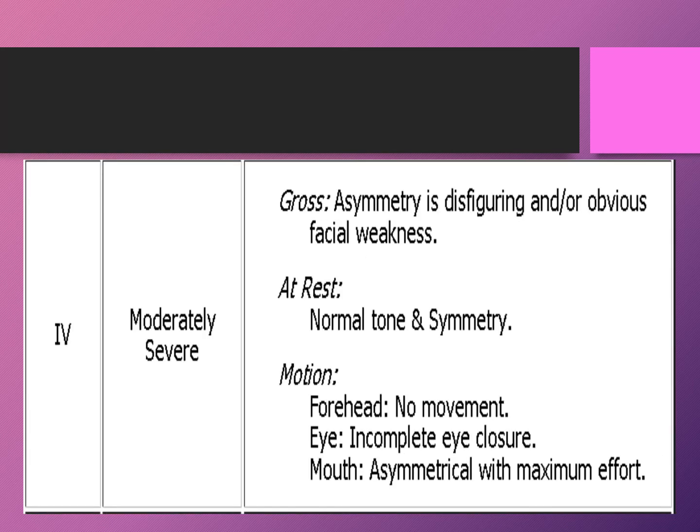Grade 4 is moderately severe, and grossly the asymmetry is disfiguring and there's obvious facial weakness and there is no movement in the forehead if you ask the patient to lift his eyebrows, and there is incomplete eye closure. Also, the mouth is asymmetrical.